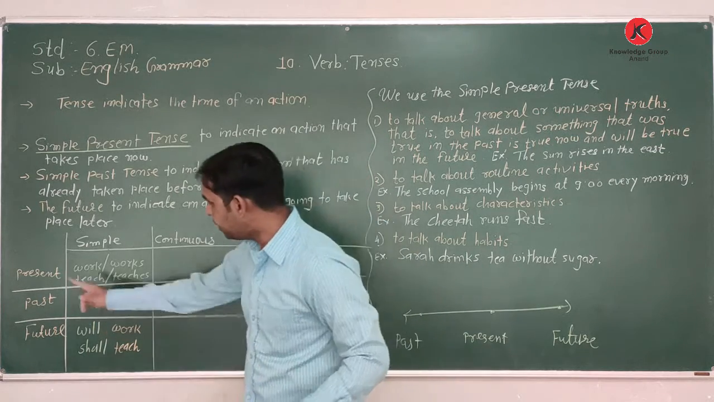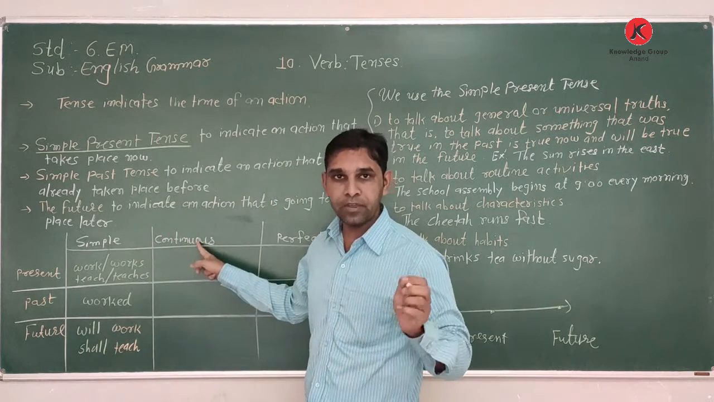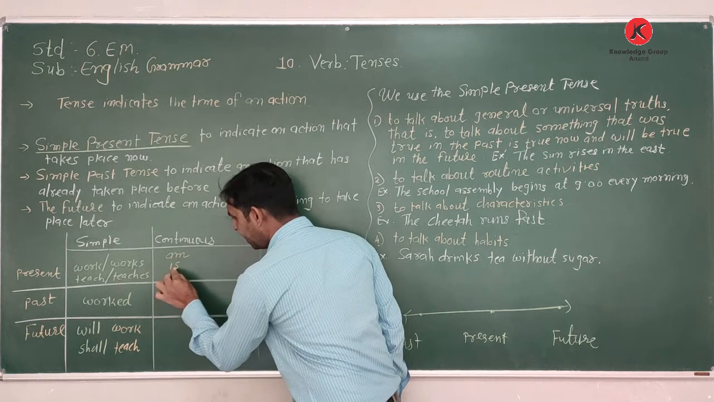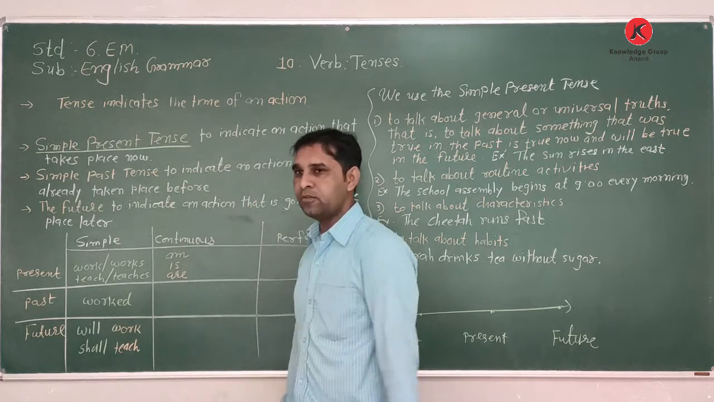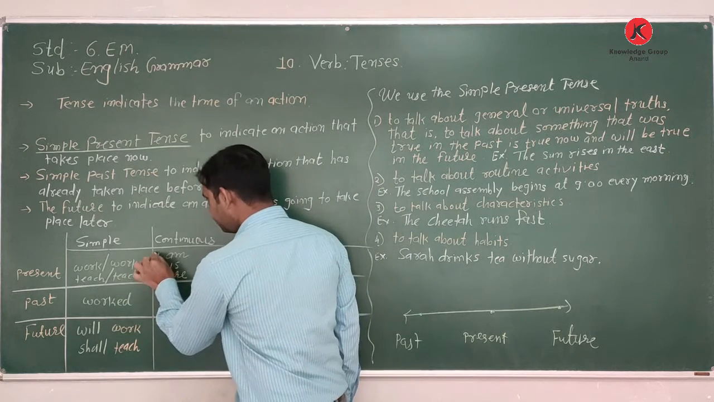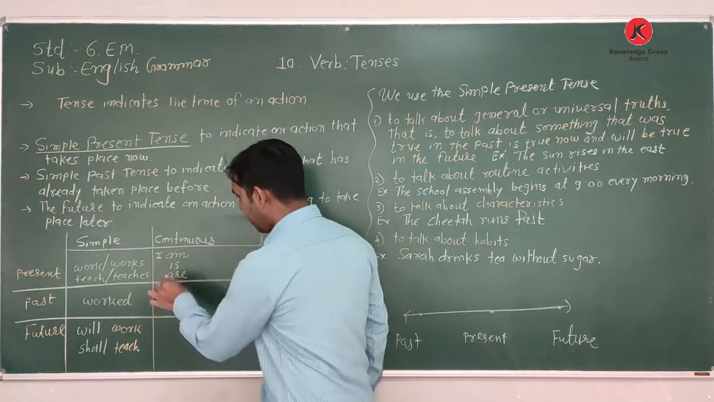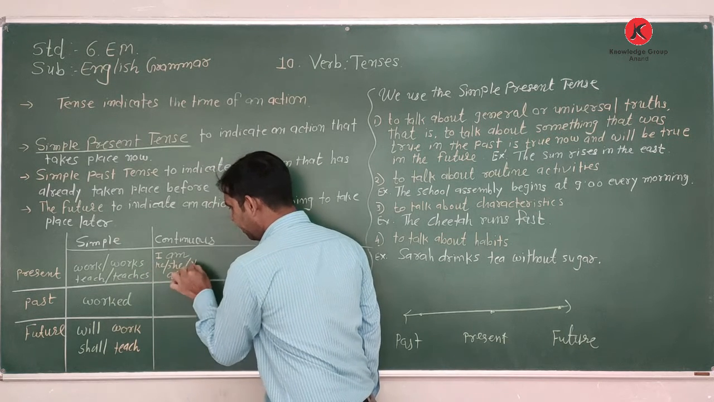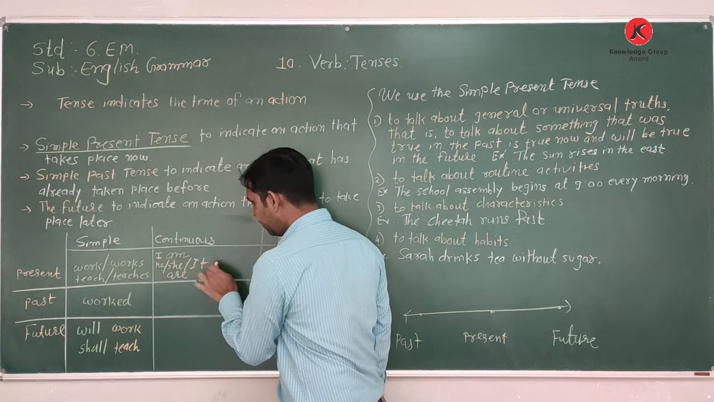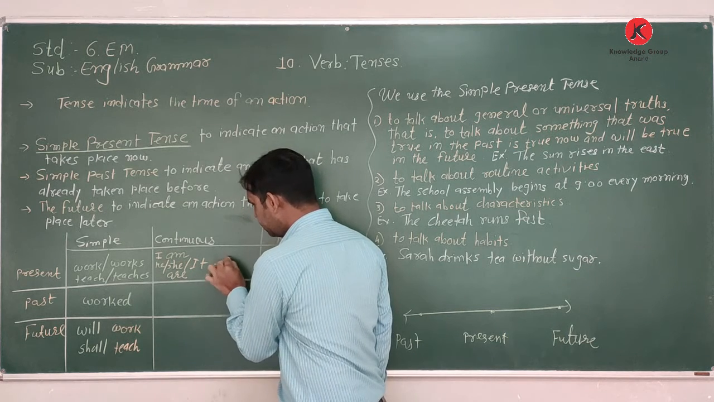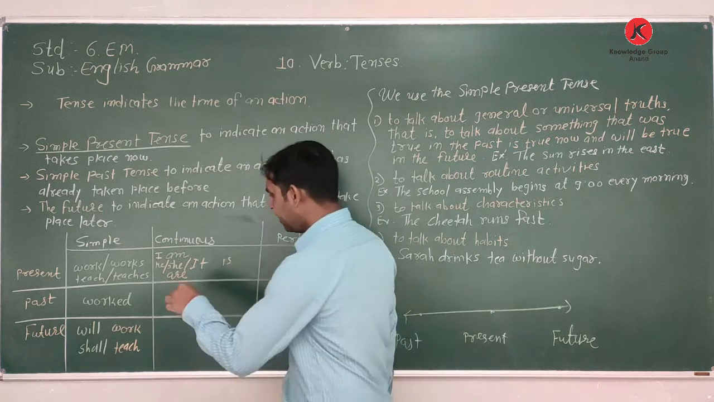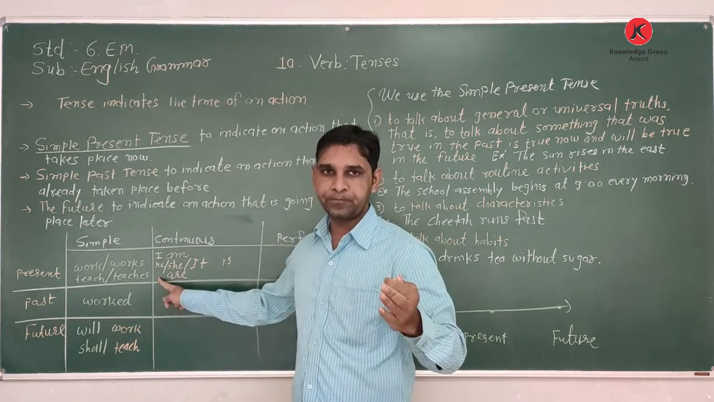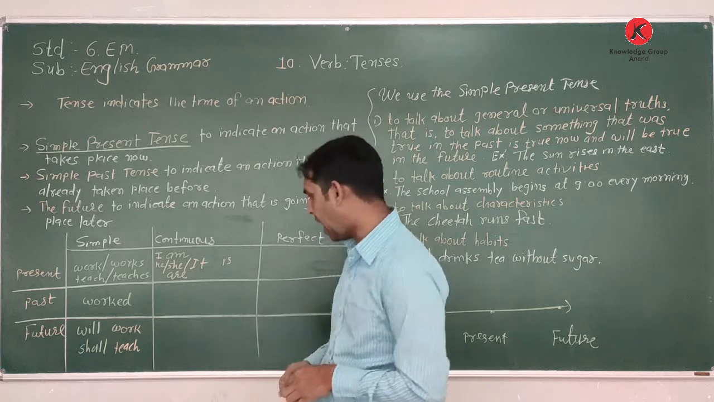In present continuous tense, what do we use? We use am, is, are. Am is used with I. Is, the singular form, is used with he, she and it. And the plural, are, is used with you, we and they.